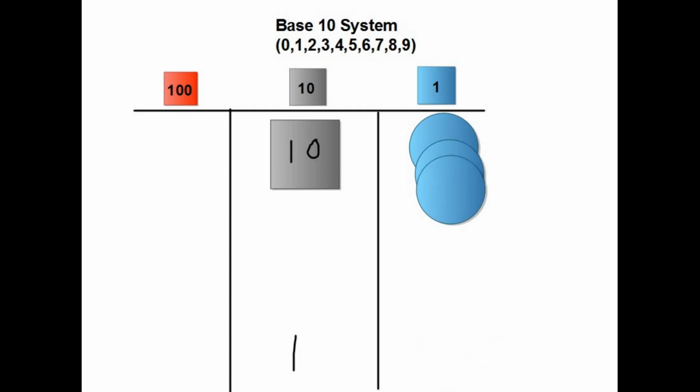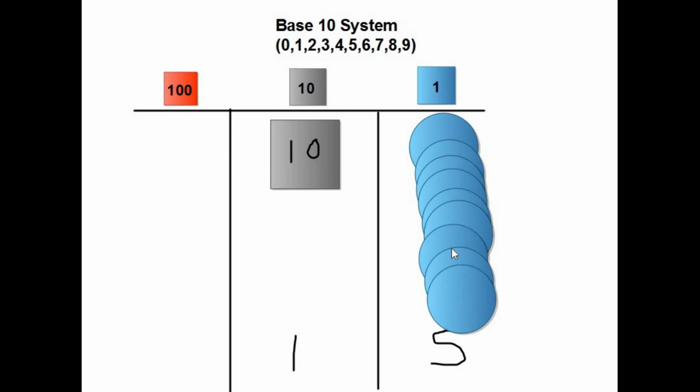And we'll update this and mark a 3 here. Now we have 13 disks in total. Now we'll add 2 more disks and mark it as 5. Now let's add 4 more disks to this column. And update this to 9.